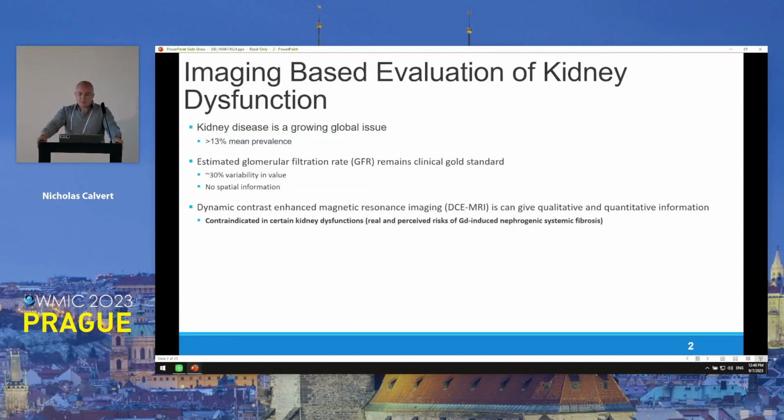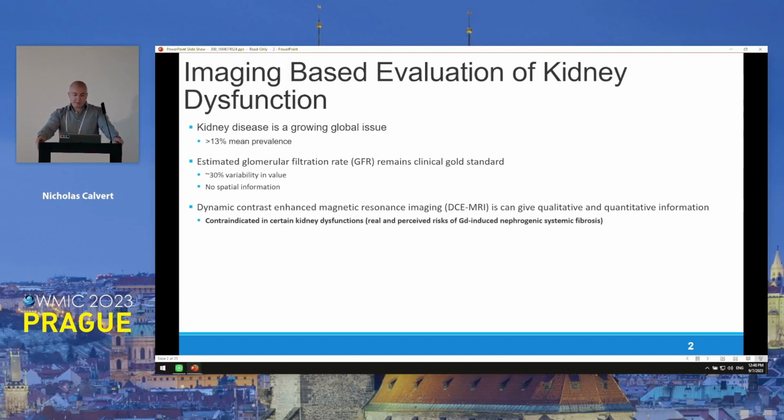So in terms of imaging-based evaluation of kidney right now, kidney disease is a growing global issue with a 13% mean global prevalence. Right now in the clinic, the way we look at kidney function is through glomerular filtration rate, or GFR. It's the gold standard.